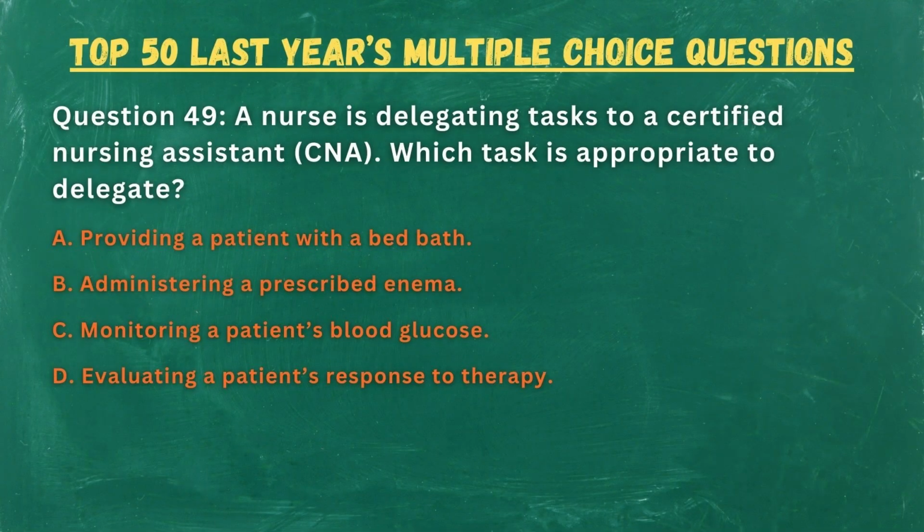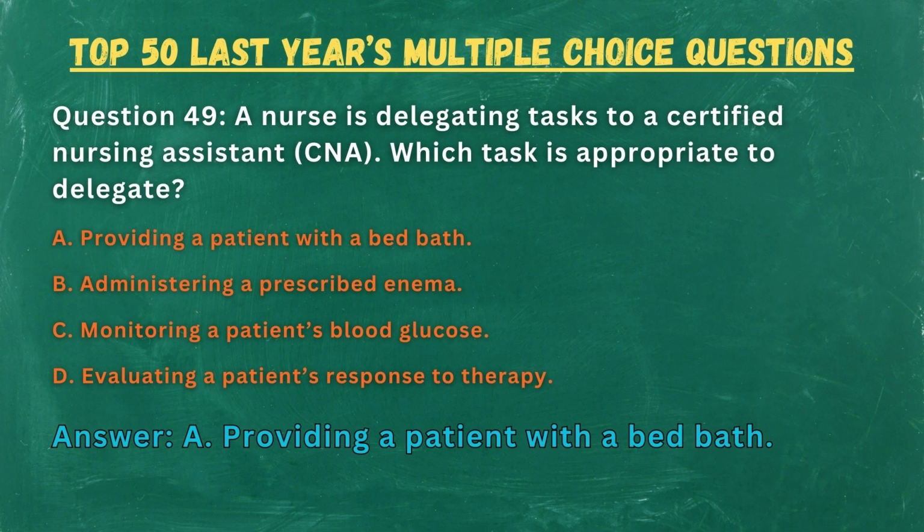Question 49. A nurse is delegating tasks to a certified nursing assistant, CNA. Which task is appropriate to delegate? A. Providing a patient with a bed bath. B. Administering a prescribed enema. C. Monitoring a patient's blood glucose. D. Evaluating a patient's response to therapy. Answer: A. Providing a patient with a bed bath.